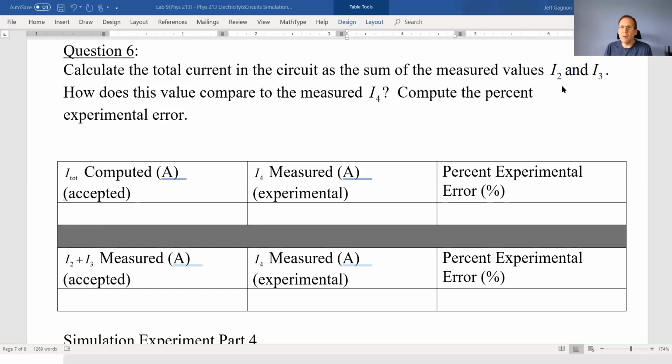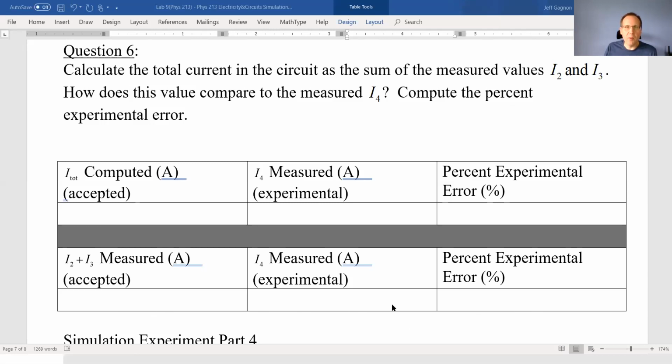So you want to sum your I2 and I3. We're going to call that the accepted value. And then again, compare that to the measured experimental value of I4. Compare them by computing a percent experimental error. And because it's a simulation, you may get 0% here, or very close to 0%.